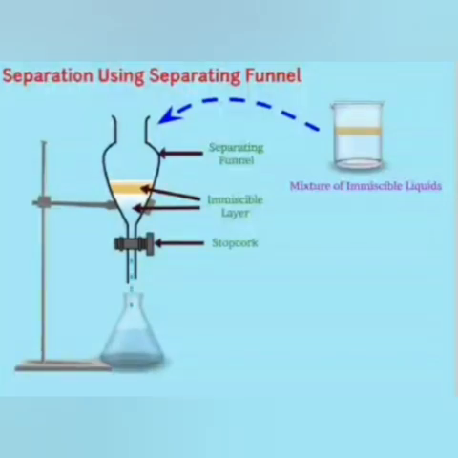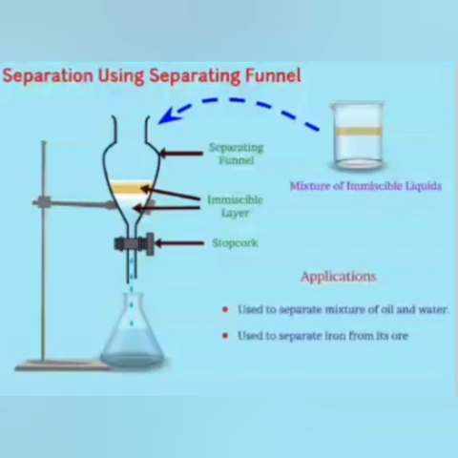When the lower layer of heavy liquid has completely run off, the stopcock is closed. The lighter liquid in the upper layer is collected in a separate beaker by opening the stopcock again. For example, water and kerosene, petrol and water, oil and water.